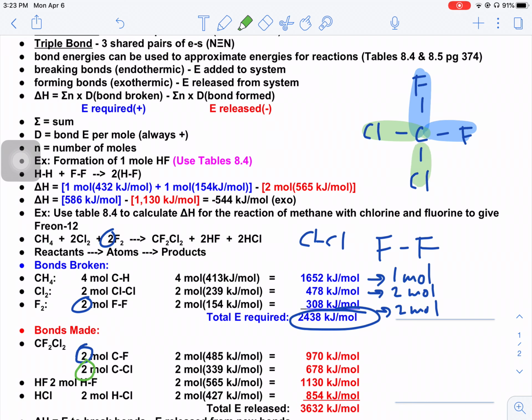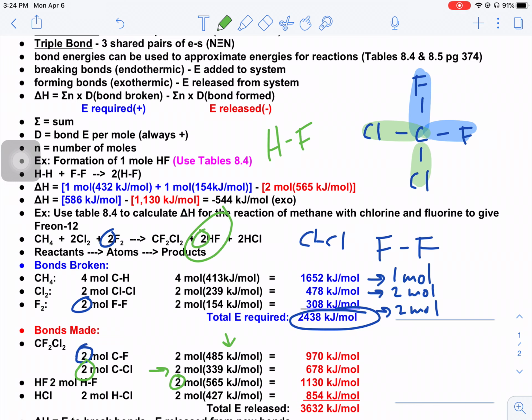So we looked up our values from table 8.4, and we said for every 1 mole of this carbon, fluorine, chlorine compound, we get 2 moles of single carbon fluorine bonds. So 2 times the 485. And we're also going to get 2 moles of these carbon chlorine bonds. So that's going to be our 2 times our 339. Moving on to the next molecule, which is hydrogen fluoride. Okay, we know that hydrogen fluoride is a single covalent bond, and the coefficient is 2. So I'm going to take 2 moles. I'm going to look up that value. It's 565 kilojoules per mole, so we have to multiply that by 2.